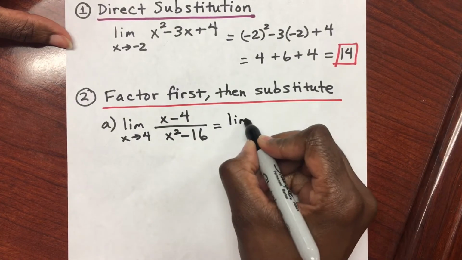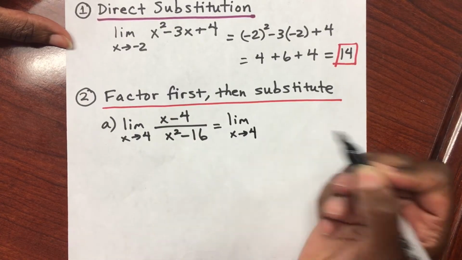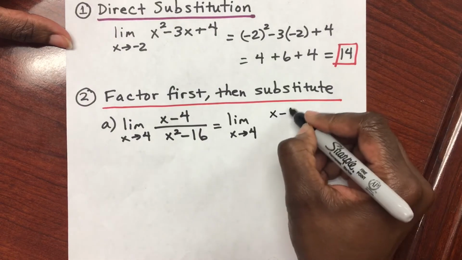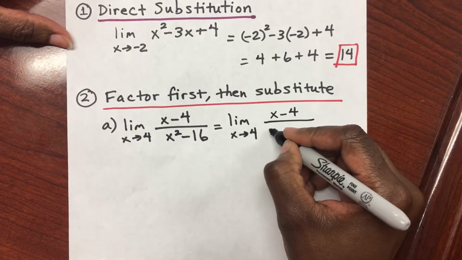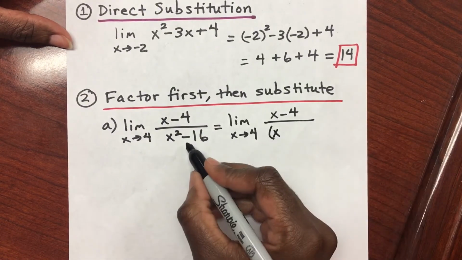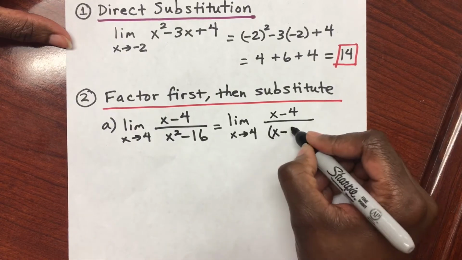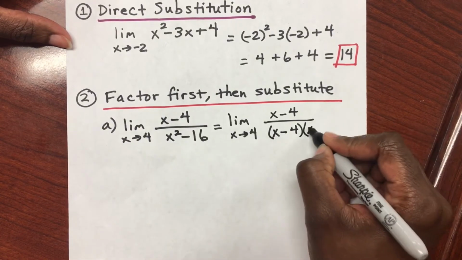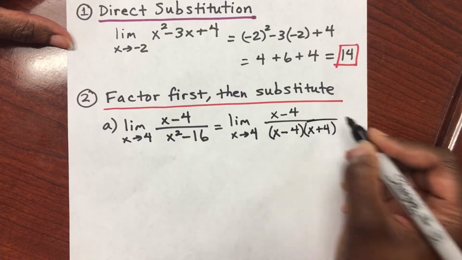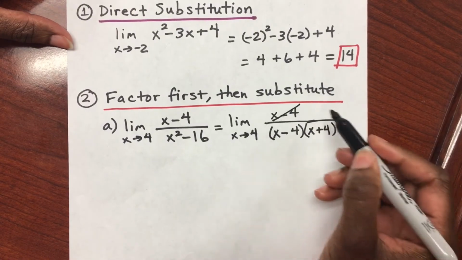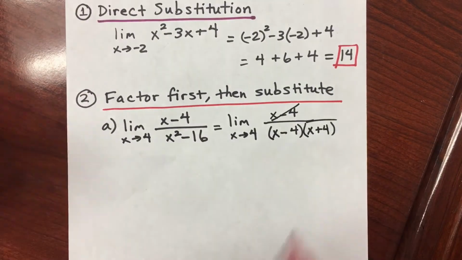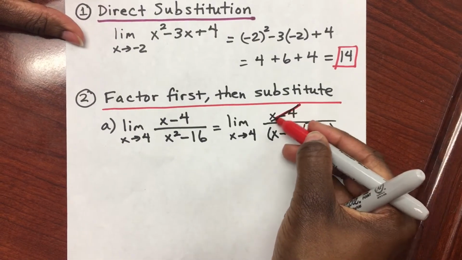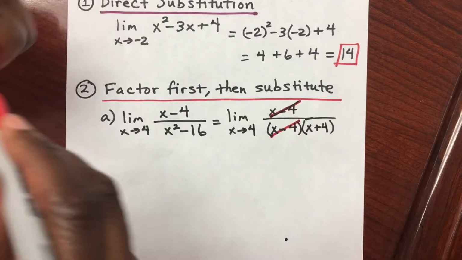Well, when we factor, we'll keep the limit as x approaches 4. We'll keep the x minus 4 in the numerator, and in the denominator, this is the difference of 2 squares from the other video. X minus 4 times the quantity of x plus 4. And what happens? Well, x minus 4 cancels with x minus 4.